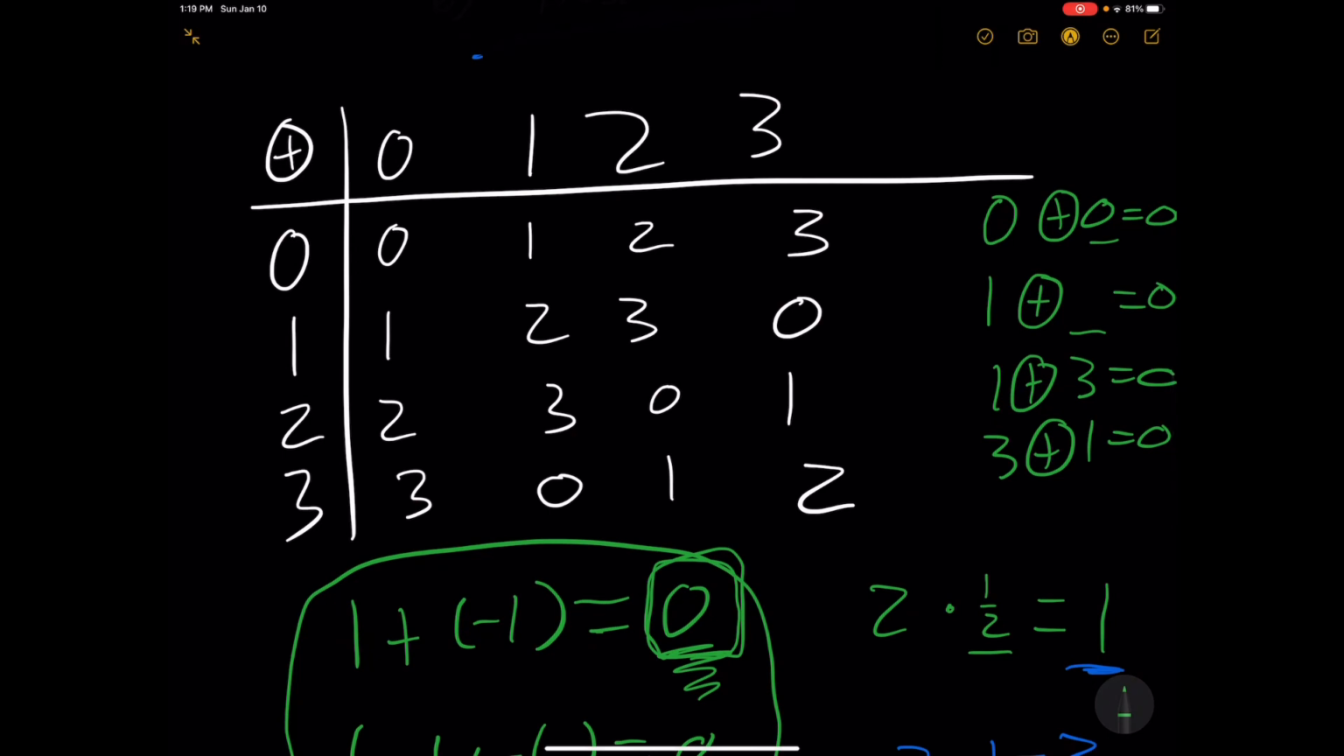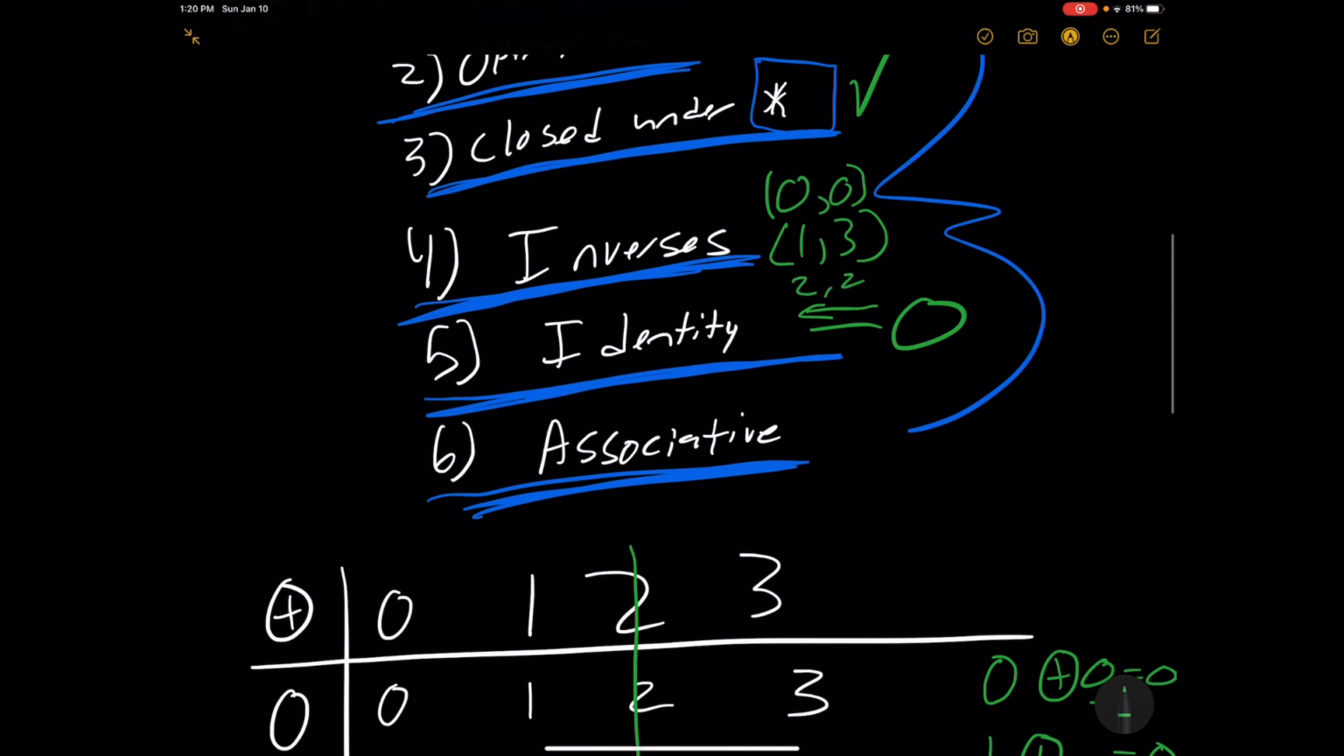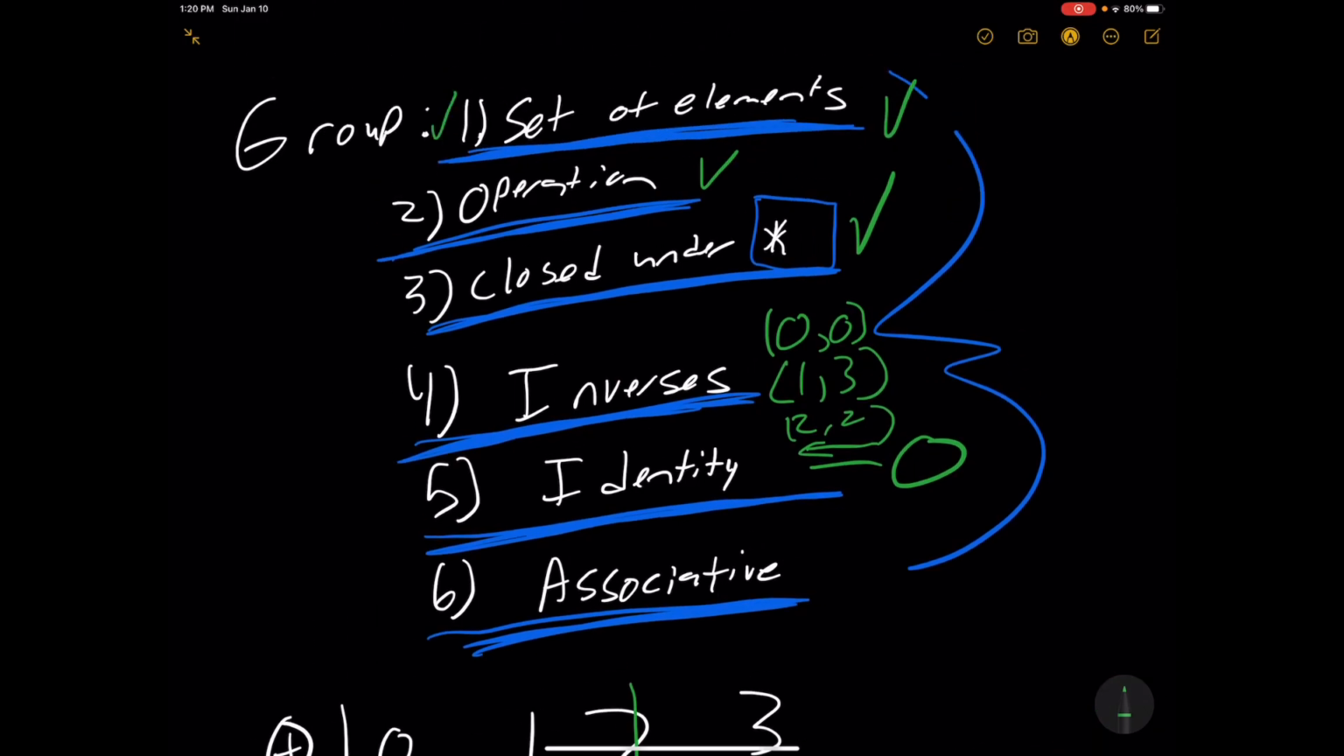And lastly, we have 2 plus sign 2. And we see that 2 plus sign 2 equals 0. So 2 is its own inverse. And we see that all of our elements have inverses. So we are good with inverses. I'll put my checks on the left side to make this a little easier to read. We're good with inverses. We're good with identity. Now let's check one of the cases of associativity.